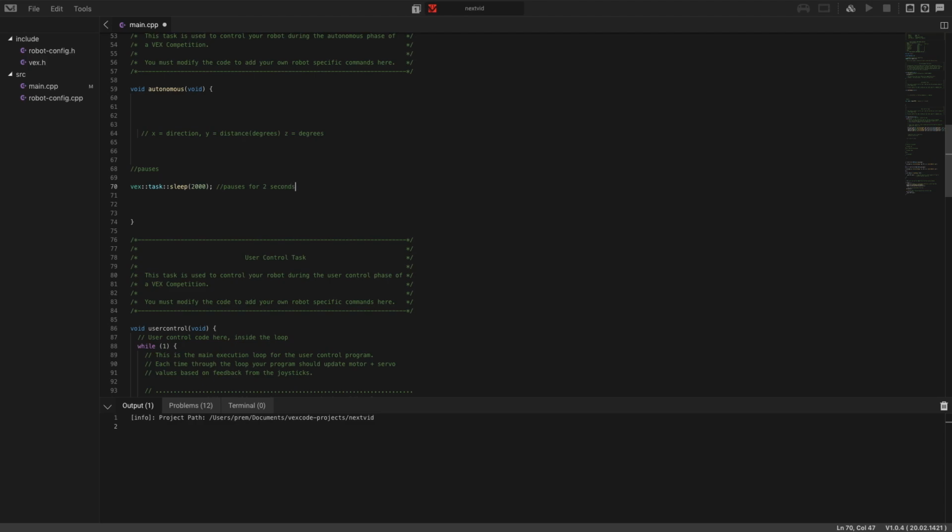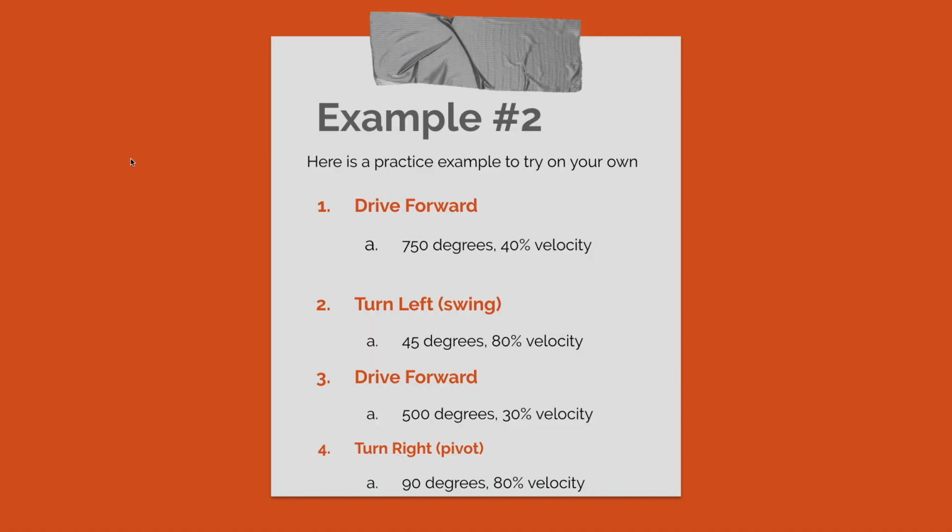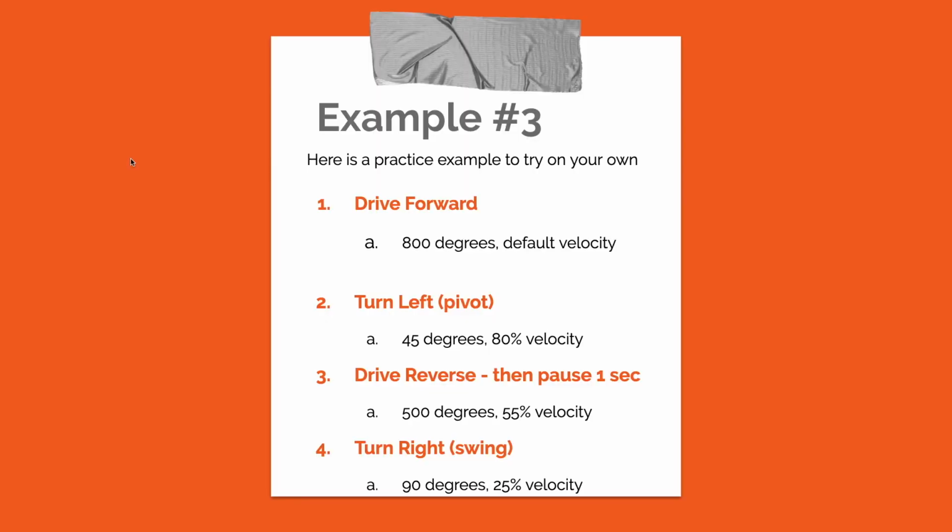Okay, so now we can move on to the third example. So here it is. We're going to be first driving forward for 800 degrees at the default velocity, make a left-hand turn, and that's a pivot turn. We're going to be driving in reverse, and then pause 1 second, and then do a right turn, and that's a swing turn. So take some time and do this on your own.